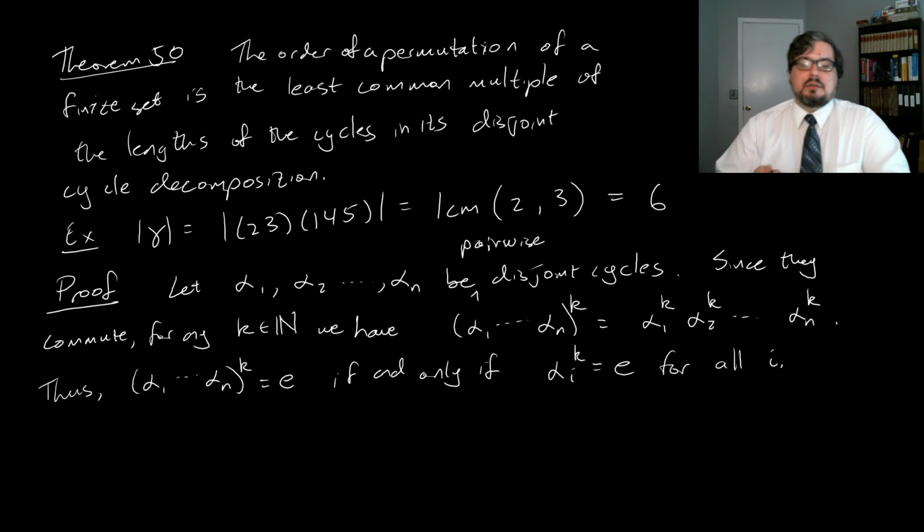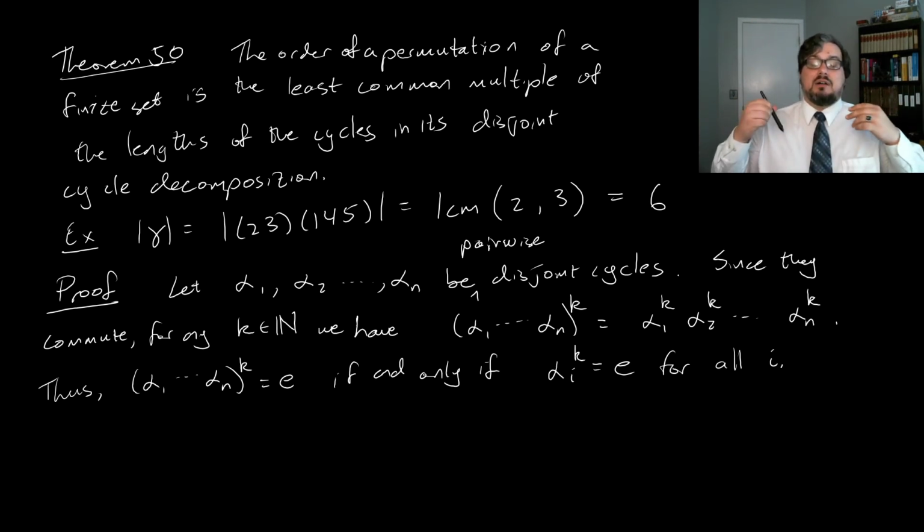And the reason for this is basically that because the alpha i's are disjoint, they sort of can't interact with each other. If alpha 1 to the k is not the identity, then there's nothing that any of the other alphas can do. None of the other alphas affect the elements that are manipulated by alpha 1 at all. And so the only way for this product of cycles to be the identity is if each one of the factors is the identity. Again, because they're all disjoint. None of this argument would apply if we weren't looking at disjoint cycles.